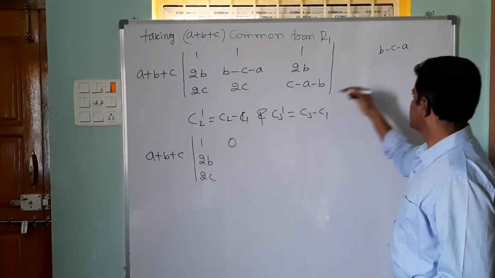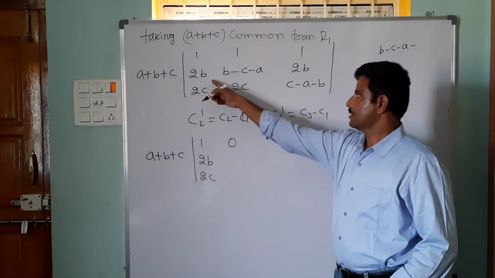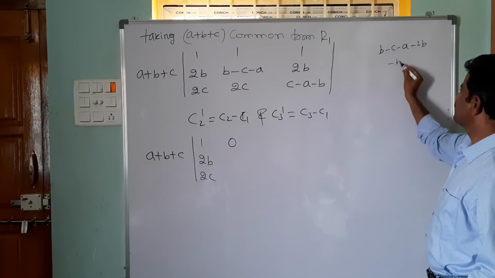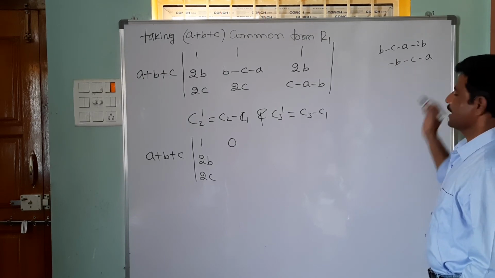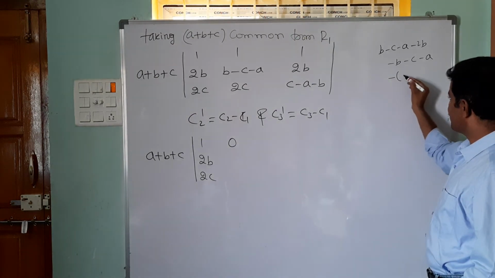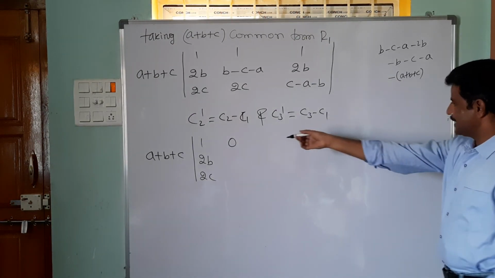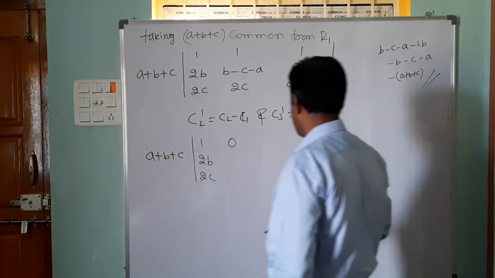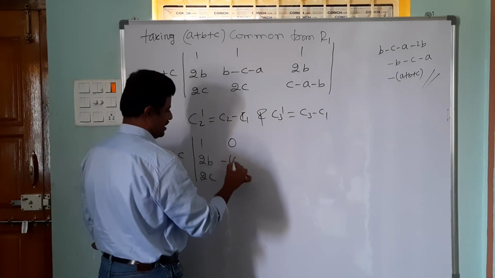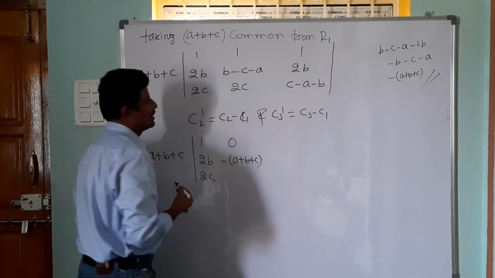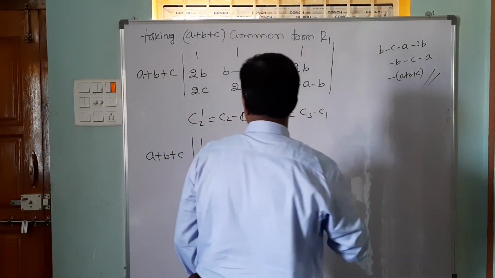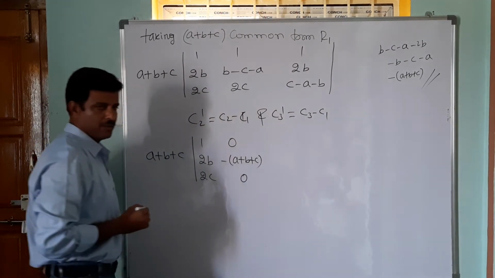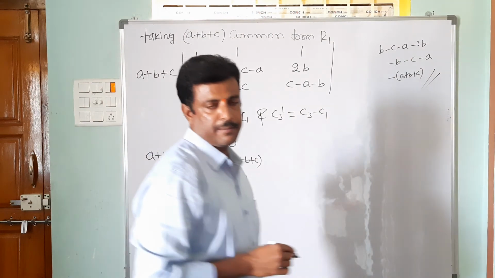C2 element minus C1, 2b. So, plus b minus 2b, minus b, minus c, minus a. Otherwise, you take minus common, a plus b plus c, directly. Write down this: minus of a plus b plus c. Next, 2c minus 2c is 0. Next, I am going to operate column number 3.